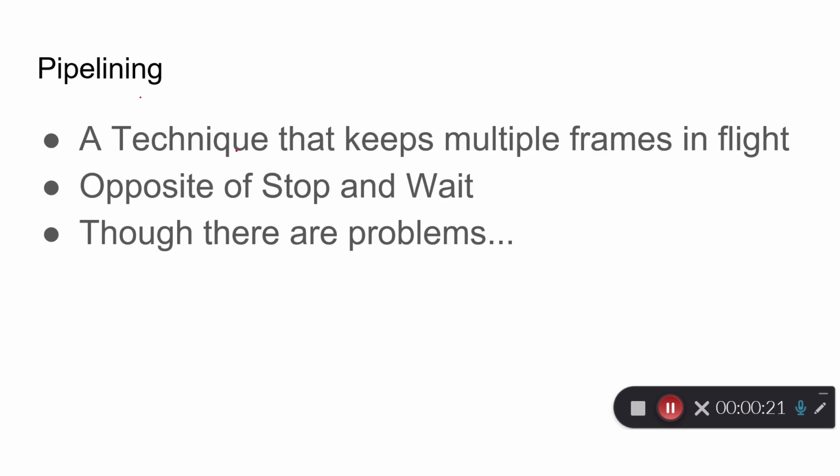And today I will be talking about Go Back N, which is simply a procedure paired with pipelining that allows multiple frames to be in flight at the same time. Now, this is the opposite of stop and wait, in which only one frame could be transmitted at a time. You have to wait for the first frame to arrive to send the second, and then wait for the second to arrive to send the third.